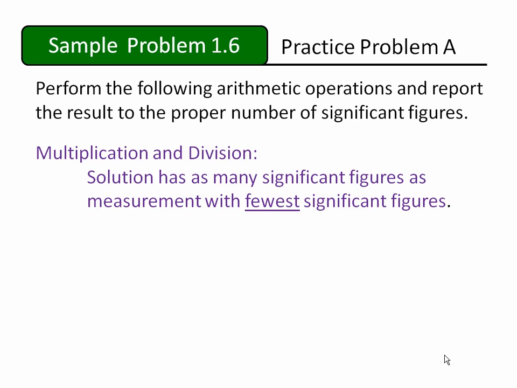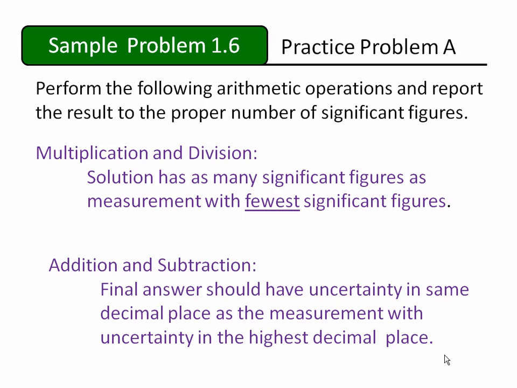multiply and divide. For addition and subtraction, things change a little bit. When we add and subtract, our solution has to be rounded so that it shows uncertainty in the highest decimal place based on the measurement with uncertainty in the highest decimal place. Notice that the words significant figures do not appear anywhere in this rule. So there are two different rules here, and we'll need two different mindsets towards significant figures as we look at any problem in this course.